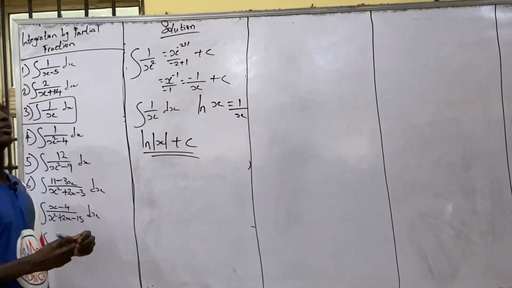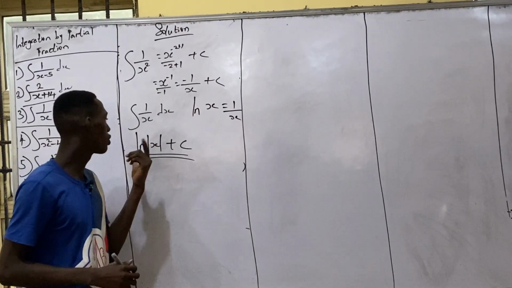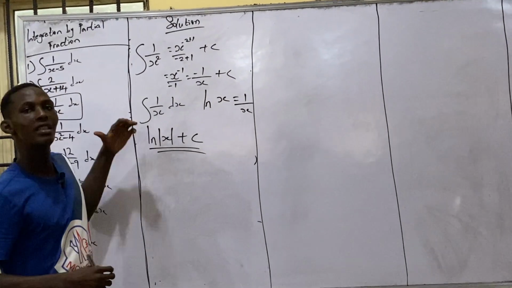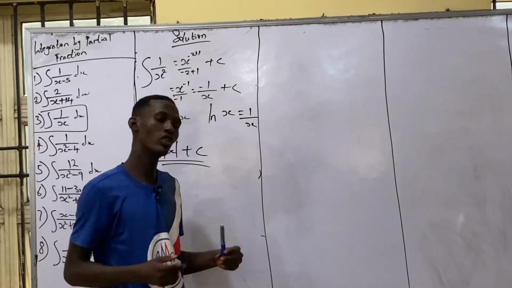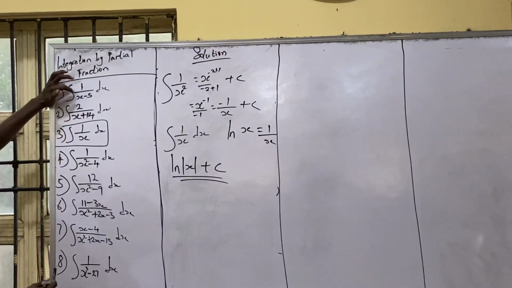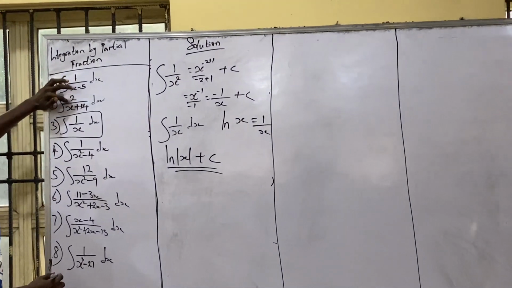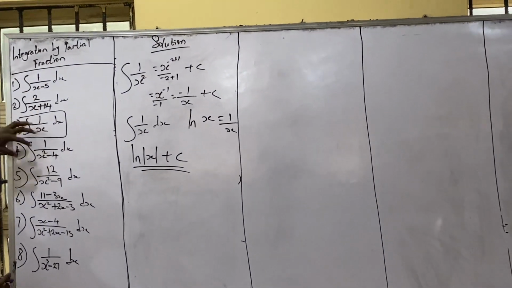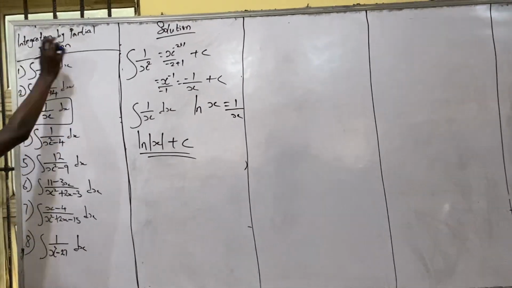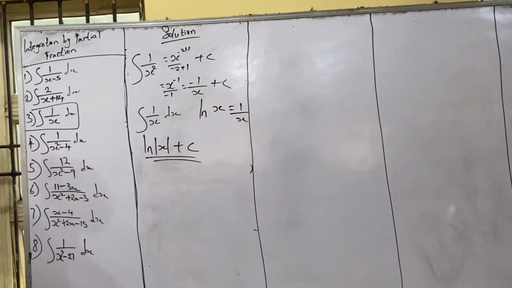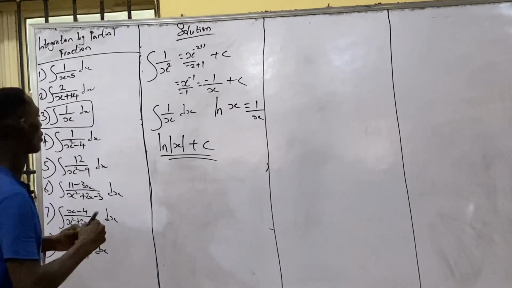Now, another thing is, for you to be able to make your answer in the form of ln x, the highest power of the denominator must be 1. The highest power here is 1. So whenever the power is above 1, then you have to break it down into the form of partial fractions. Now, let me explain what I'm talking about.